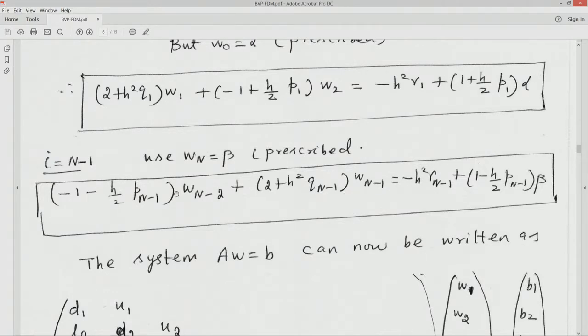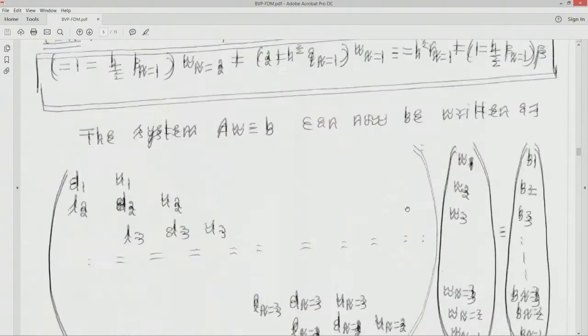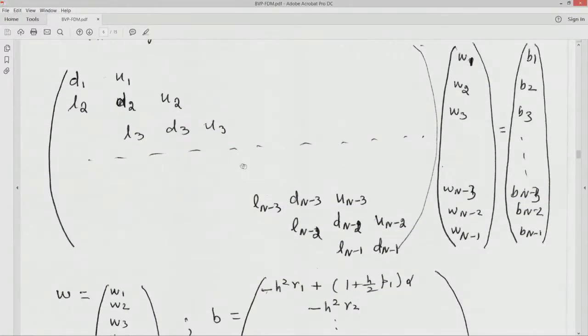For I is equal to n minus 1, this will be the equation, and so we write down the system of equations in the form A into W equal to B. Let us denote the elements in A as follows. The elements which appear on the diagonal are denoted by Di. The elements which lie above the diagonal are denoted by Ui, and the entries which lie below the diagonal are denoted by Li.